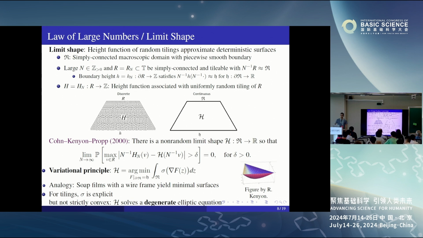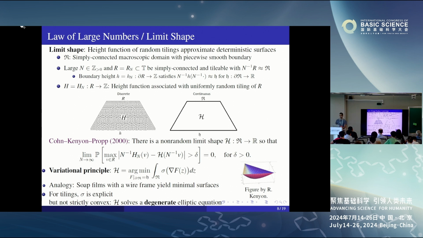So let's set this up. As I mentioned before, I'm going to take a random tiling of a massive domain. I also mentioned that tilings can be associated with height functions, right? What's going to happen is that this height function on a large scale will concentrate, and will converge to a deterministic height function. This is some version of the law of large numbers or a limit shape phenomenon: the surface associated with the tiling will converge to a deterministic surface that you can describe.